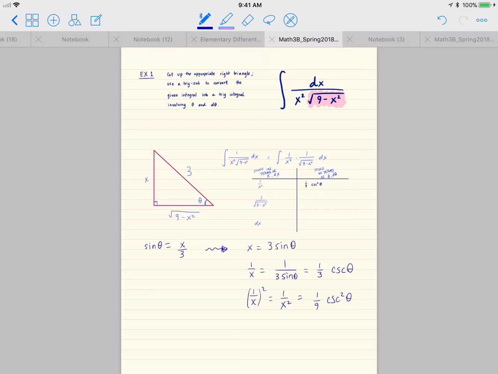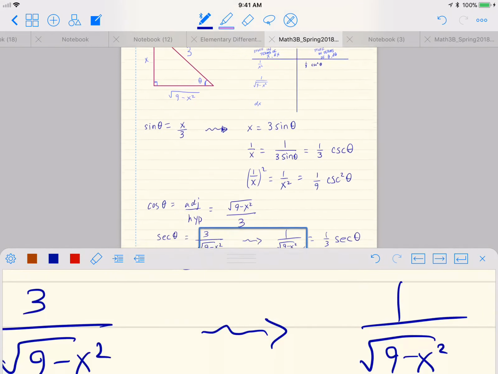Well, looking at this, let's look at cosine of theta. Cosine of theta is going to equal adjacent over hypotenuse. For us, that's the square root of 9 minus x squared over 3. That means the reciprocal of cosine of theta, which is secant of theta, is going to equal 3 over the square root of 9 minus x squared. That means 1 over the square root of 9 minus x squared is 1/3 secant theta. I just divided both sides by 3.